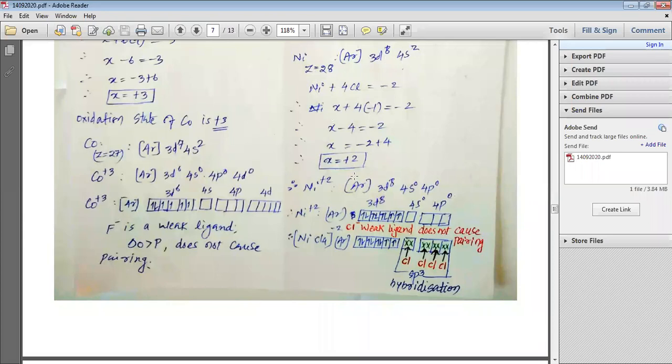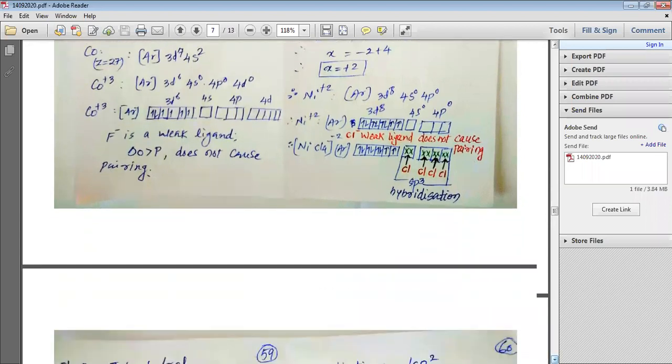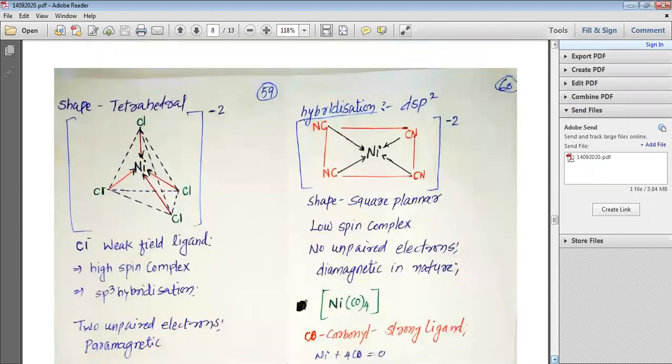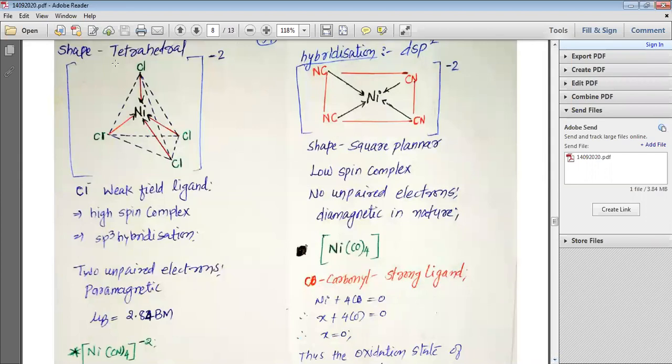Chloride ions are weak ligands and do not cause pairing. So all the electrons present in the 3d orbital of nickel remain the same. So 3 orbitals are filled with a pair of electrons and 2 orbitals are filled with unpaired electrons. Then using the 4s and 4p orbitals, sp3 hybridization takes place in NiCl4 and thus the complex turns tetrahedral. On your screen, my dear students, you can see the tetrahedral shape for NiCl4.